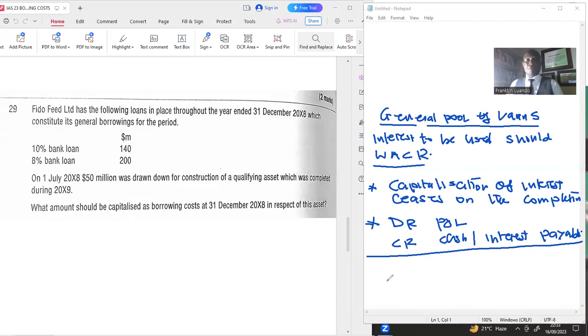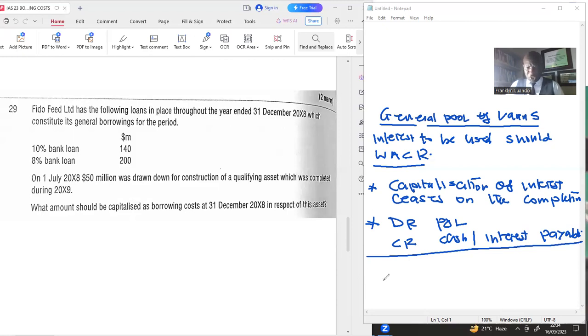Now, where the company has borrowed specifically for the purchase or construction of a qualifying asset, and the whole loan is not required to be used at once, the amount of loan not required to be used now can be invested temporarily. Very important point. And in the question, it will be clear.